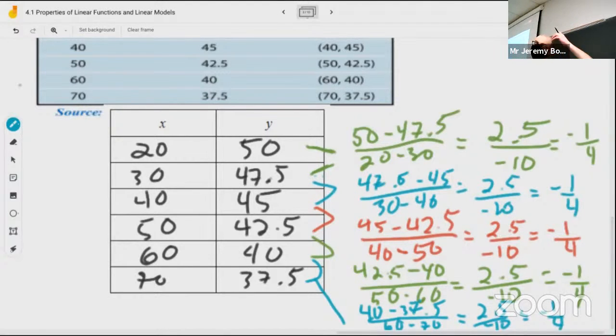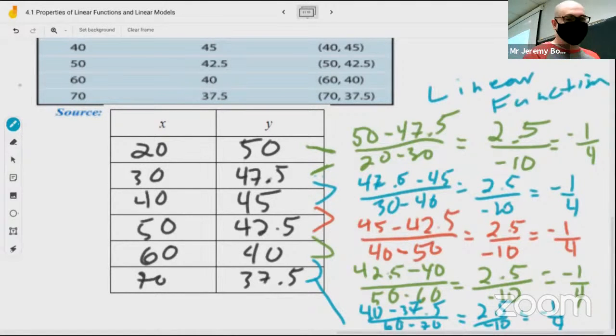So since all the slopes were the same, they were constant throughout, that means that this is a linear function. If any of them had been like negative 2.2 over 5 or negative 1/3, no, it wouldn't be. But since they're all negative 1 over 4, it is. Any questions on that?